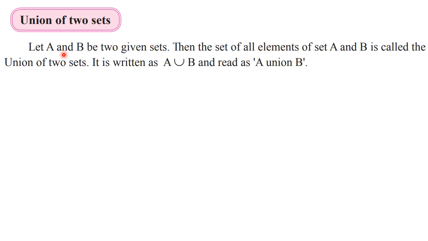In case of intersection, we have seen the word and. And means what? The element should be present in both the sets, but here the word you will use is or. That means the element is either present in A or it is present in B. Okay, so the set of all elements of set A and B is called as union of these two sets. It is written as A union B. See, you can see a U like symbol. For intersection, exactly reverse, inverted symbol is used, and it is read as A union B.